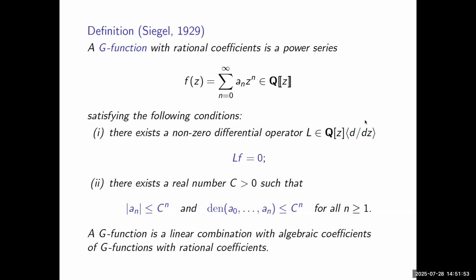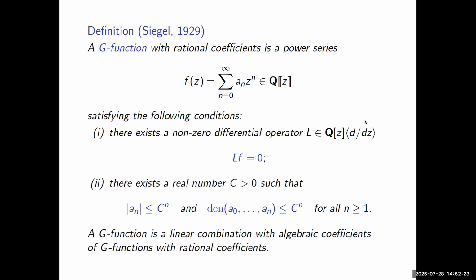And the second is about the growth of the coefficients. And it has two parts. So the second part is of more arithmetic nature. The first part is that the absolute value of the coefficient grows at most like c to the n for some constant c. And the second part is about the common denominator. So you look at the first n or n plus 1 coefficients of your series, and you want that the common denominator also grows at most like c to the n.